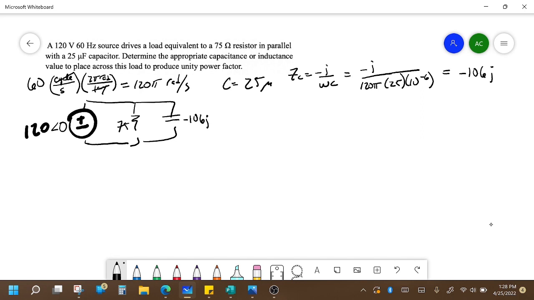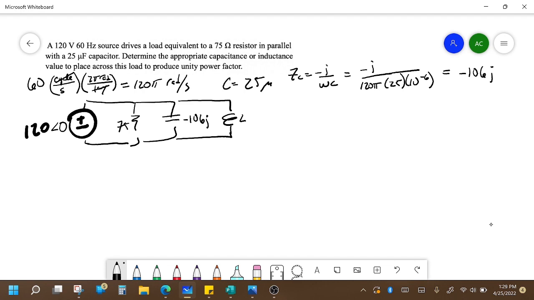So now I got to figure out what capacitor or inductor to place across it, right? So this whole thing right here is my load. If I want to place something across it, that means I'm going to put an inductor or capacitor there. If I want unity power factor, I want balance, and the only thing that balances a capacitor is an inductor. So I'm going to figure out what value this is. I don't know what the inductor is, but I know I got to put an inductor there. So let's try to work it out.